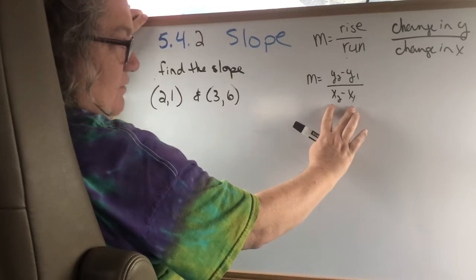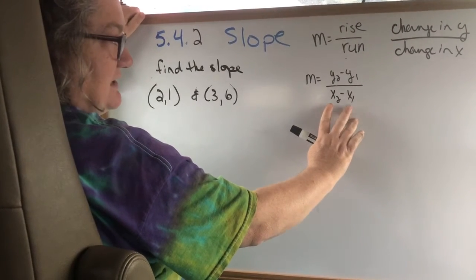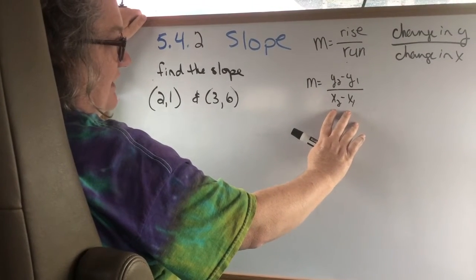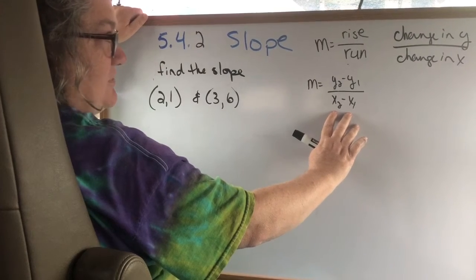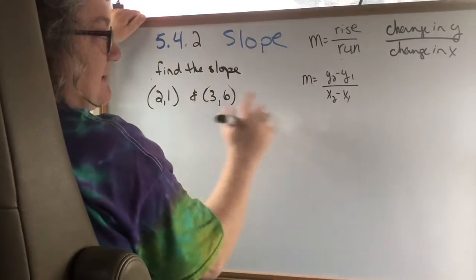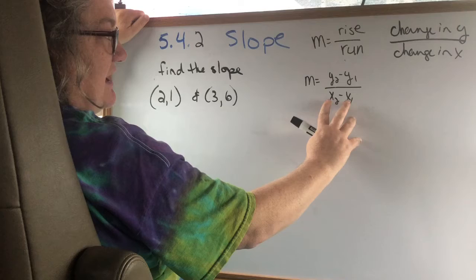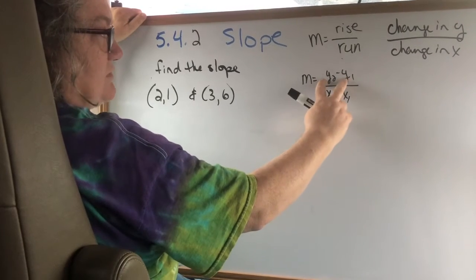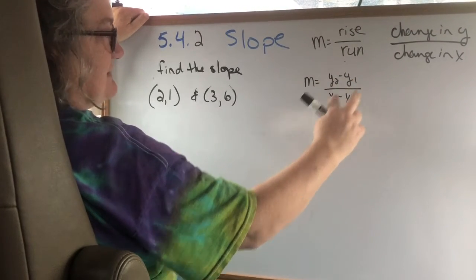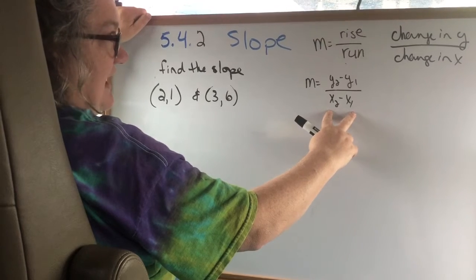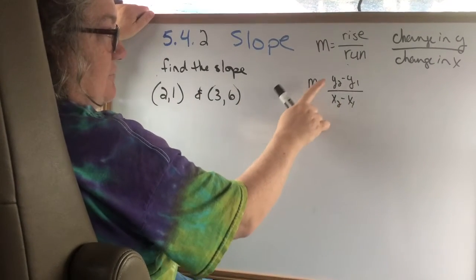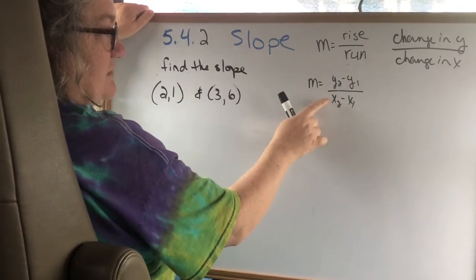So x is always in the denominator, and I kind of use the idea of a picnic table. The old school picnic tables have x's, and they have two legs to stand on, whereas the y just has that one little leg. You can't really stand on that. So to help you remember, the x's go in the denominator. So the slope is the change in y's over the change in x's.